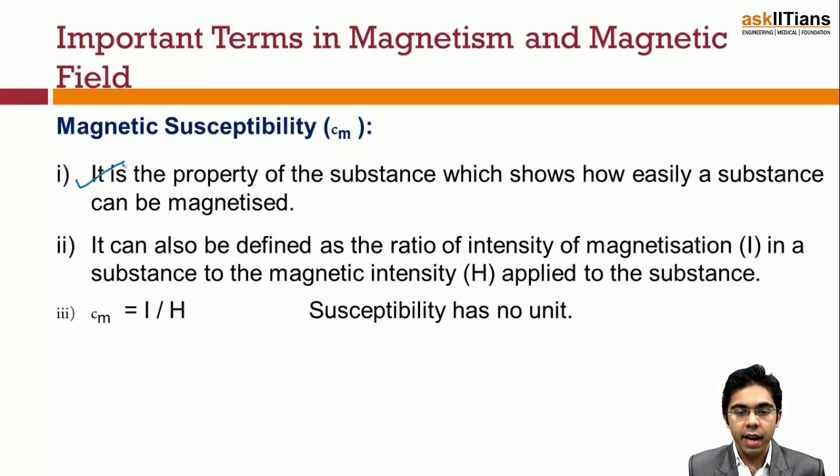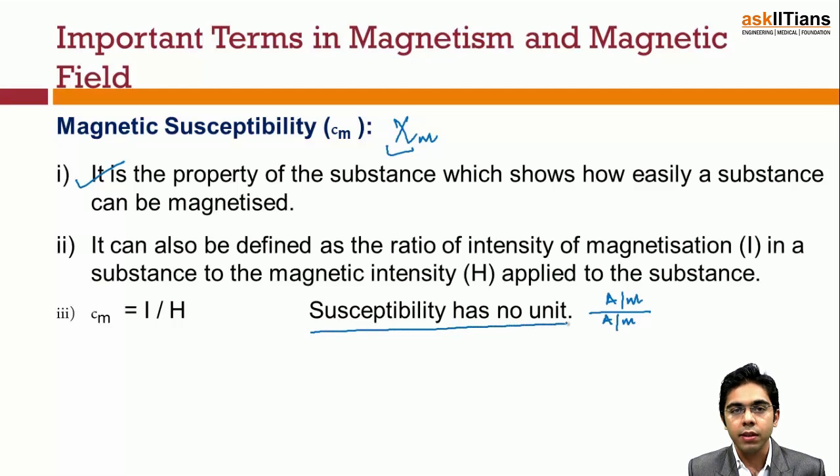So we define it as chi m is equal to I by H. Sometimes we write susceptibility as chi m, we call it chi. So chi is equal to I by H. Susceptibility has no unit. Remember, what is the unit of I? I has the unit of ampere per meter, and what is the unit of H? It is ampere per meter. So you are dividing quantities having the same units. So what will you get? No units. The quantity left will not have any unit. So susceptibility has no units.